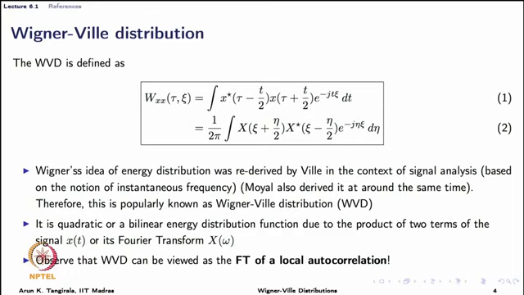A quick historical background: Wigner conceived this distribution around the 1930s in the context of quantum thermodynamics, and Ville, who was interested in signal processing and in signal analysis, about 15 years later roughly rediscovered this in the context of signal analysis, where he was interested in estimating the instantaneous frequencies from the joint energy density.